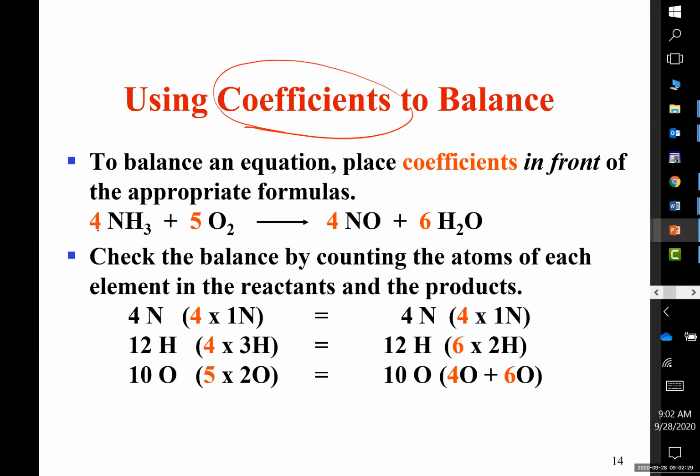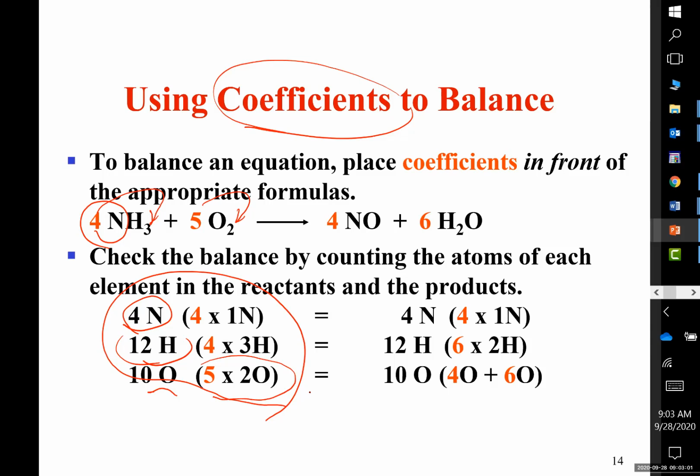Can I say I have got 4 times nitrogen, so 4 nitrogens on the left-hand side? How many hydrogen on the left-hand side? 4 times 3, is it 12 hydrogens? What else do I have on the reactant side? 5 times 2, 10 oxygens. So these are the total number of atoms on the reactant side.